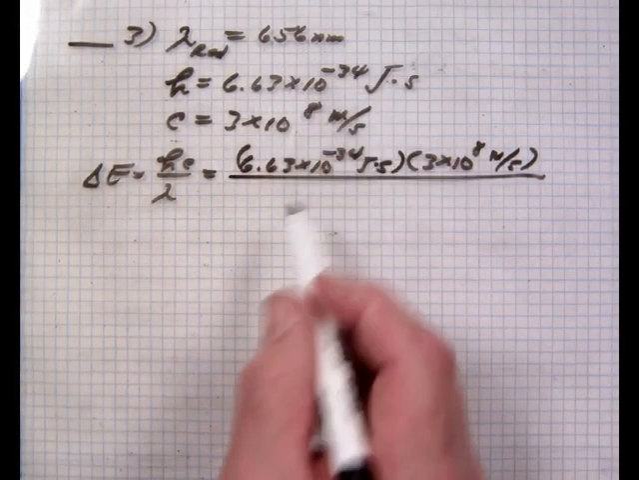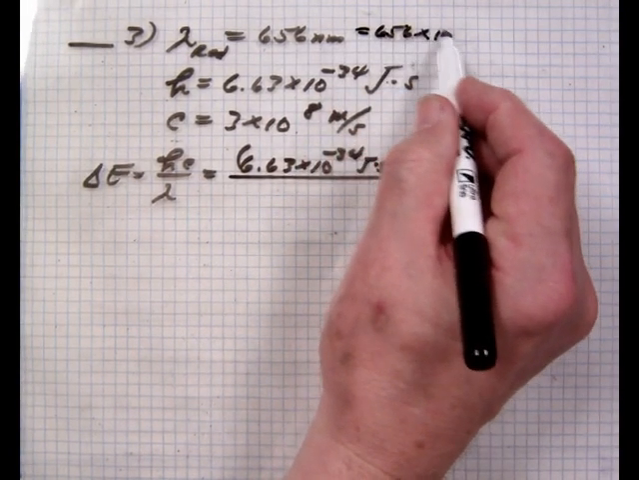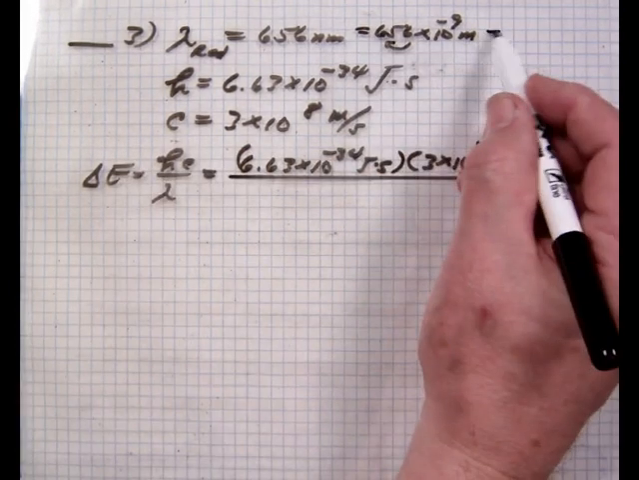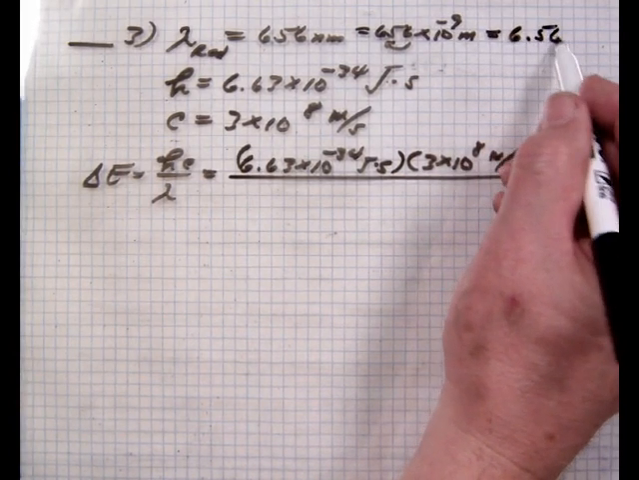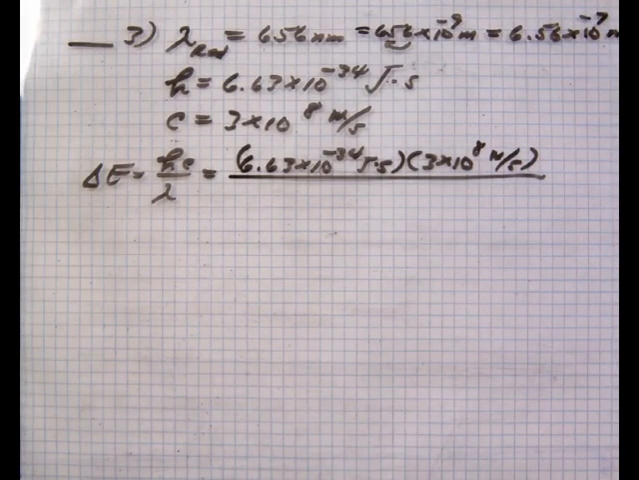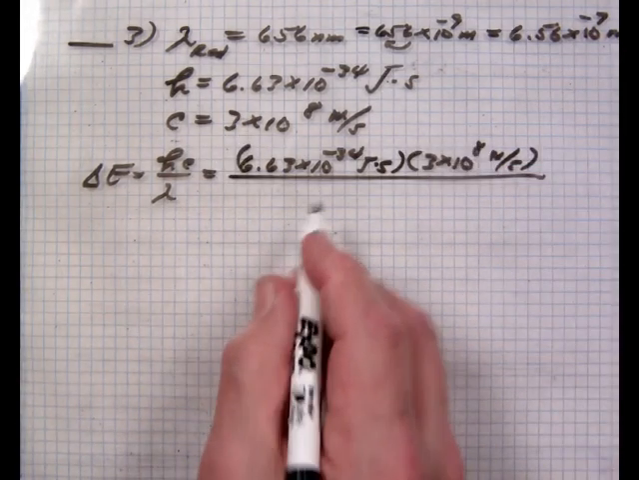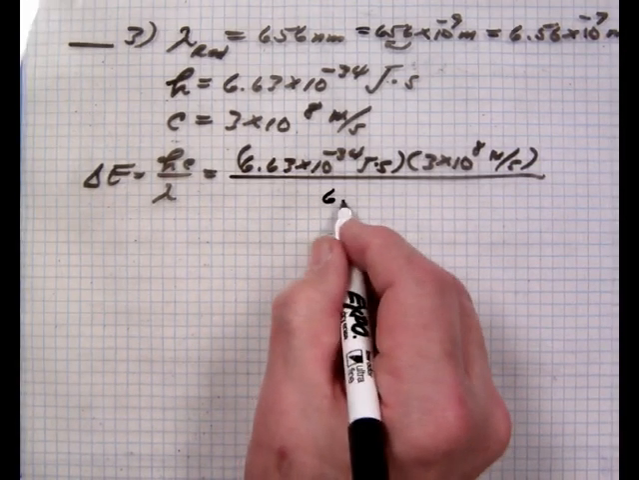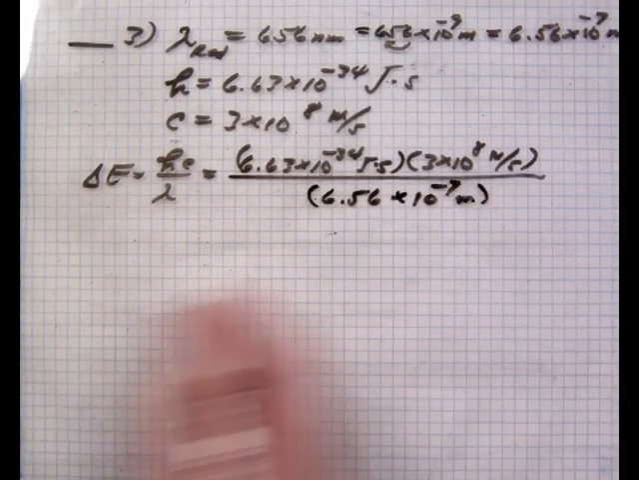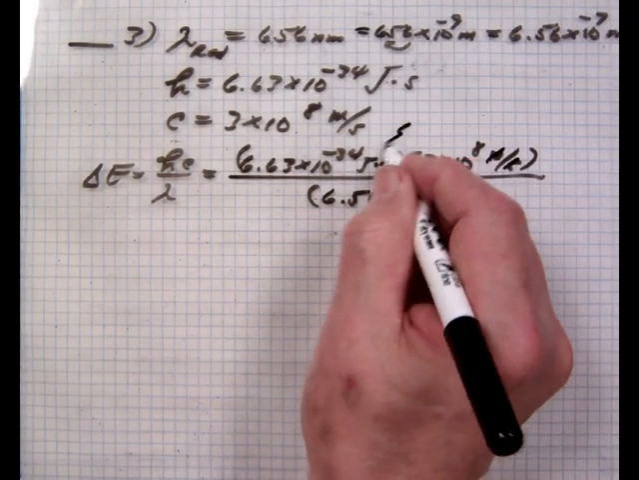I told you the other day you can take 656 nanometers, which is 656 times 10 to the minus 9th of a meter, and if you move the decimal 2 places to the left and put it in standard form, it's 6.56 times 10 to the minus 7th of a meter. That's used quite frequently in the calculations you're looking at. So we enter 6.56 times 10 to the minus 7th of a meter, and everything will drop out except joules, and that's an energy term.